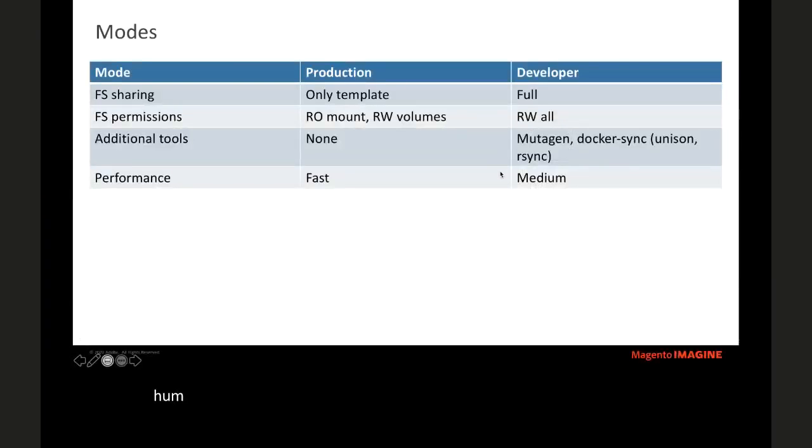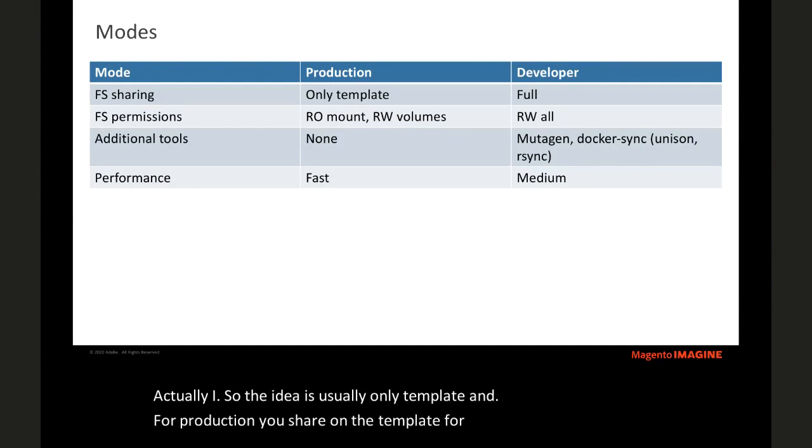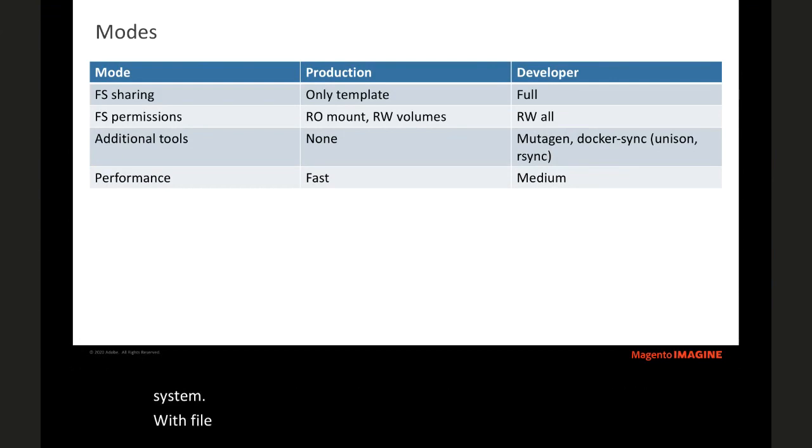So there are a few modes available. First mode is FS sharing. The idea is for production you share only the template. For developer you share the full file system. With file system permissions you have read-only and read-write for volumes, and for developer you have read-write for everything.